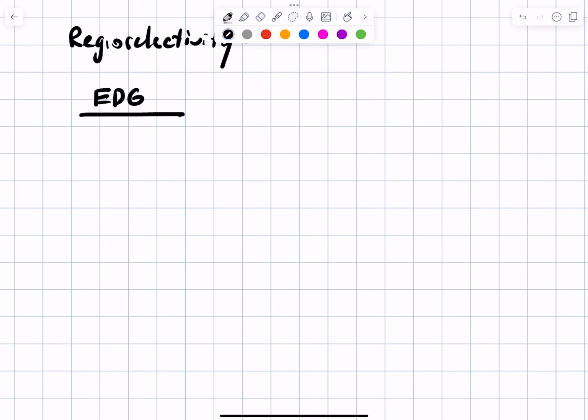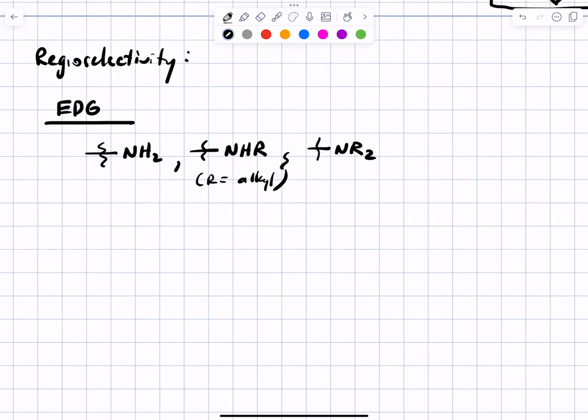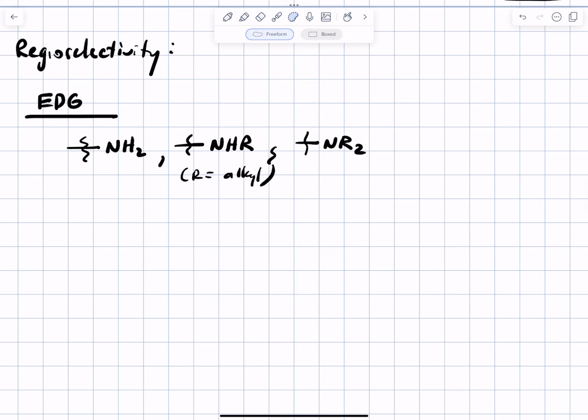So for example, the line and the squiggly line means attached to the benzene ring. An NH2 group, or maybe even a primary amine or a secondary amine, where R is like alkyl. These are strong electron donating groups by resonance.